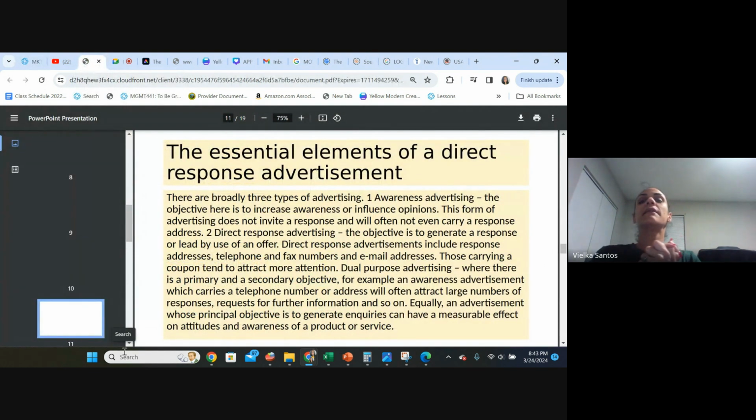The essential elements of a direct response advertisement. There are broadly 3 types of advertising: awareness. We saw that more or less in the video that we just looked at. The objective here is to increase awareness or influence opinions. This form of advertising does not invite a response and will often not even carry a response address. Direct response advertising: the objective is to generate a response or lead, but use an offer.